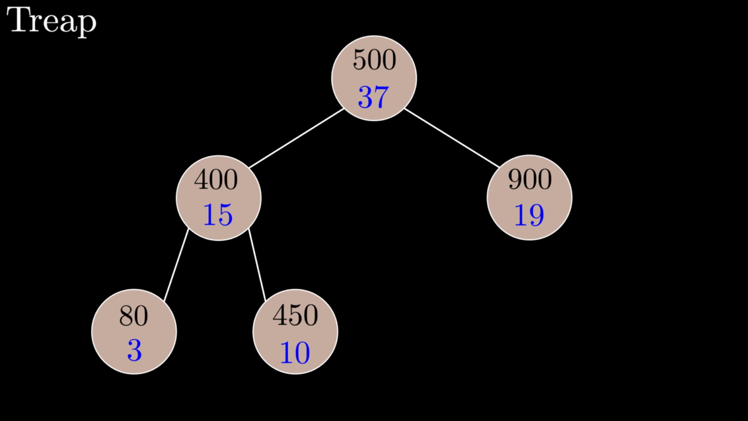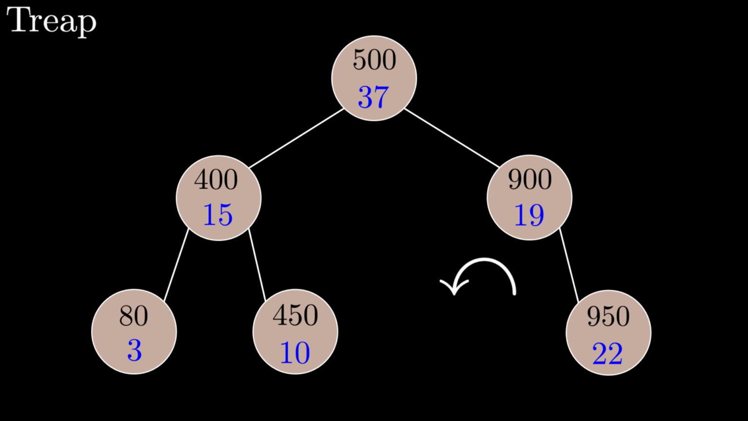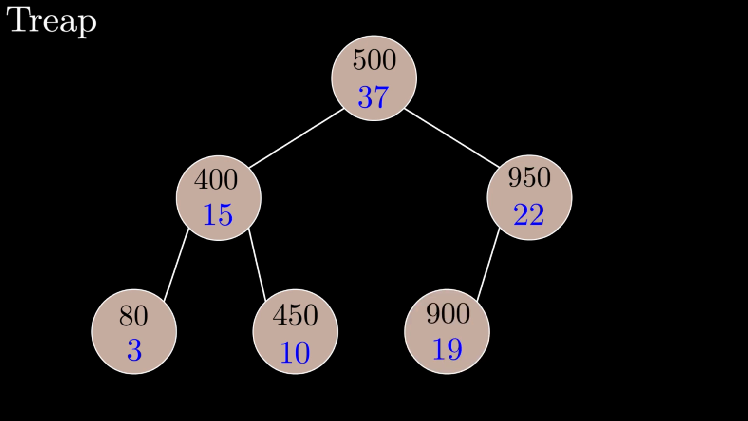This is a valid Treap because the keys follow the binary search tree property and the priorities follow the max heap property. Say we want to insert 950 into the tree. We place it according to the binary search property, and the node is assigned a random priority. These priorities are typically assigned from a uniform distribution to ensure that the tree height remains on the order of log n. At this point, the heap property is violated, so the structure is no longer a valid Treap, but if we perform a left rotation around 900, the heap property is restored, and the result is once again a valid Treap.